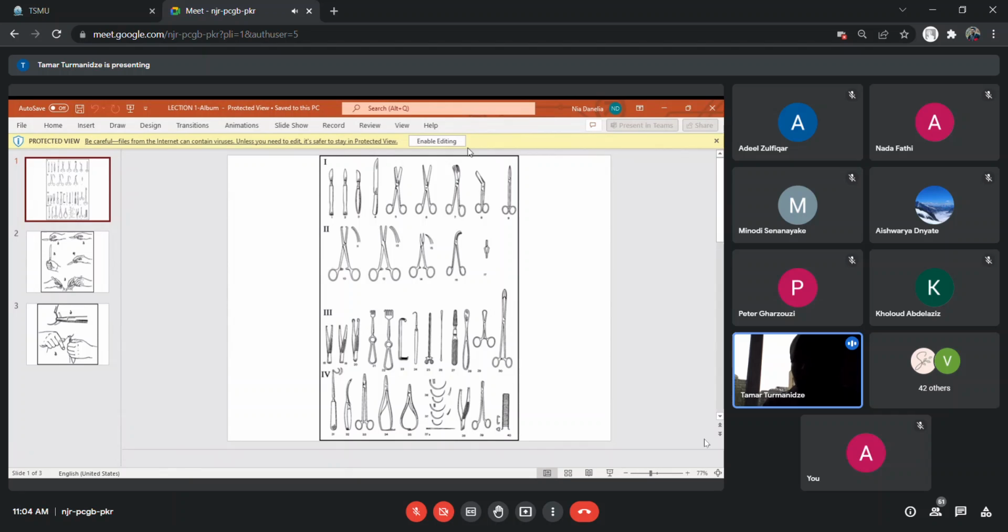The second group of instruments, we have clamps. Clamps are the instruments which are used for stopping bleeding from the vessels.